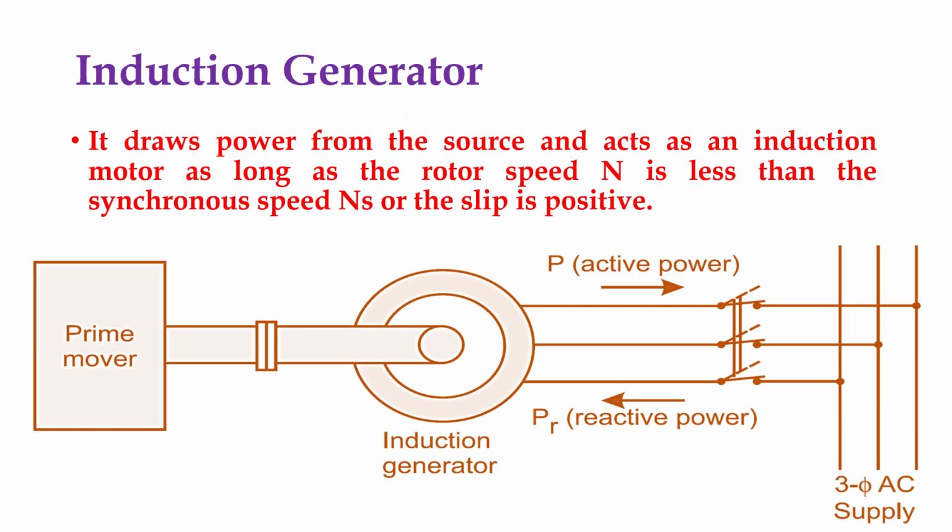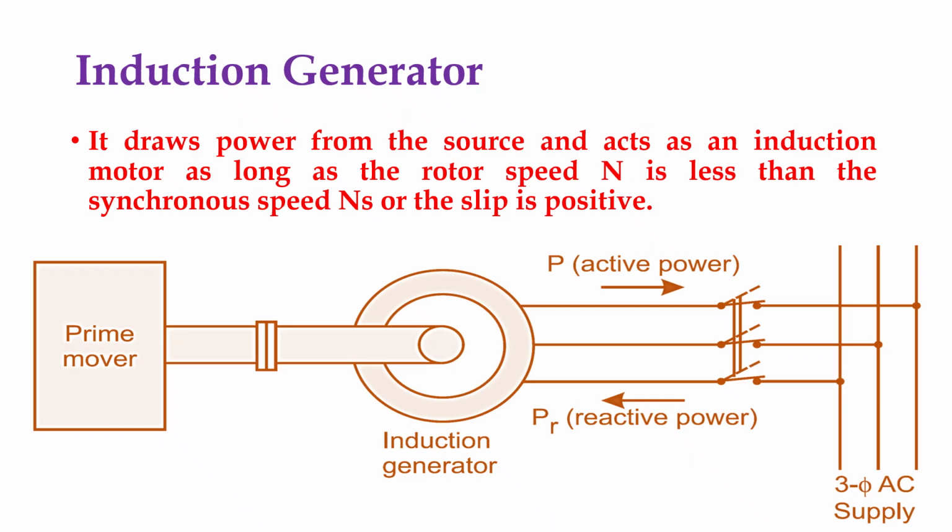How this happens: the air gap flux will be cut by the rotor, since the rotor speed is greater than the synchronous speed. Now the rotor speed dominates the synchronous speed, it cuts, and the EMF induced in the stator field causes a current that will oppose the applied voltage. That means the applied voltage is received from the grid to the stator.